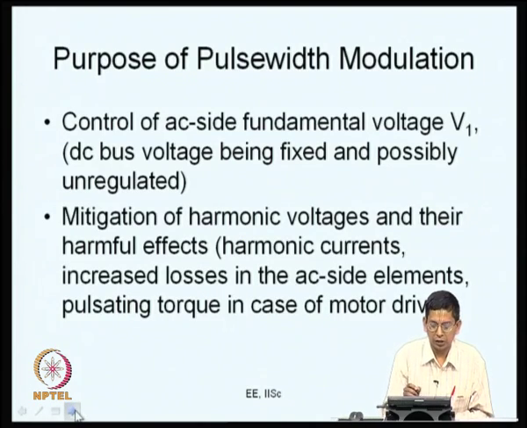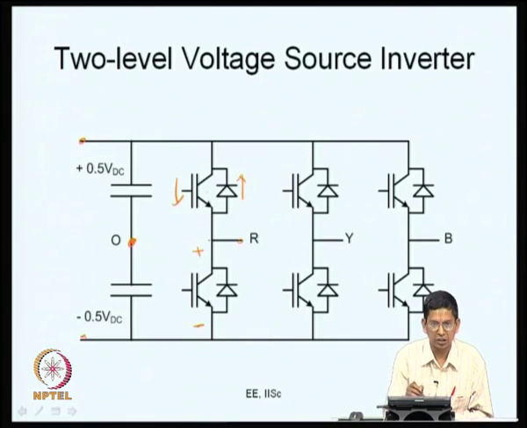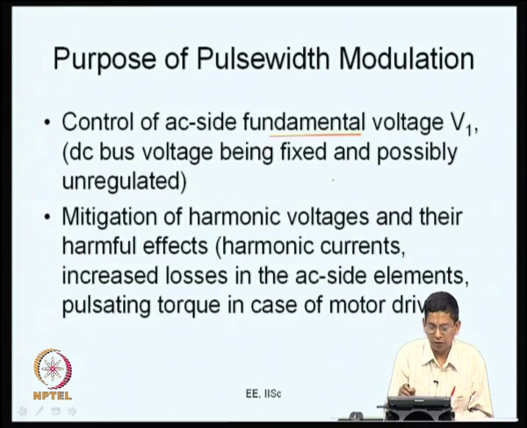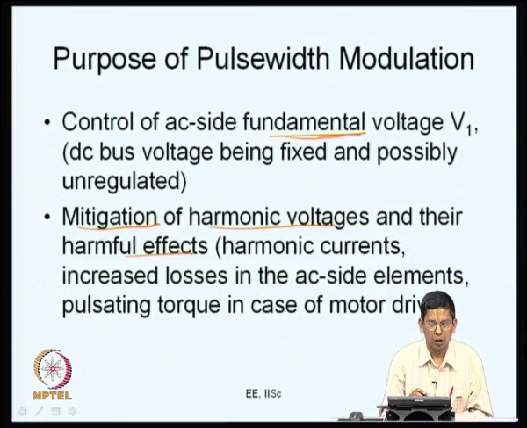As we have already said, it is to control the fundamental voltage. What we want to do is switch the devices within the inverter in such a fashion that, for the given DC bus voltage, we get the desired fundamental voltage on the AC side, and not just that, if possible and to the extent possible, we want to reduce the harmonic voltages and their harmful effects. This is what we want to do.